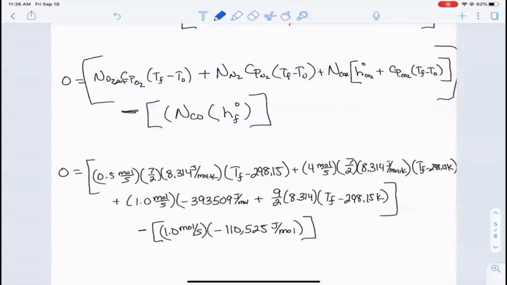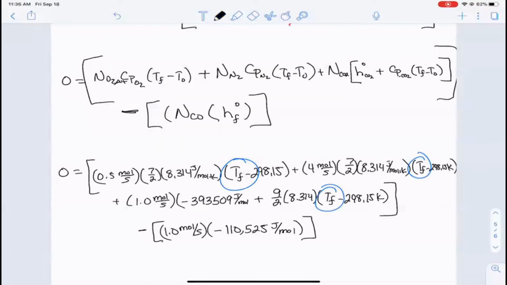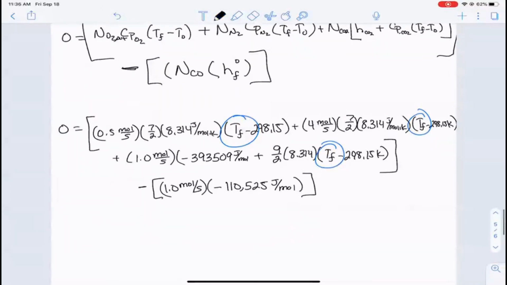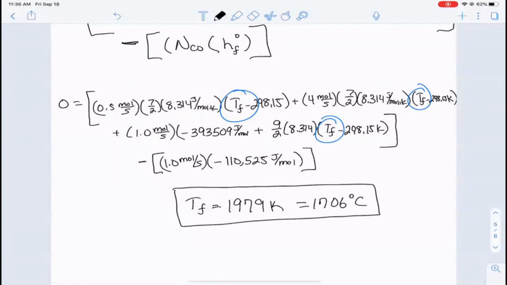Okay, and our unknown is here, here, and here, right? So you could rearrange this, or you could just use goal-seek in Excel, which is what I did, and you'll find that the final temperature is equal to 1979 Kelvin, which, if you want that in Celsius, is 1706 degrees C. Okay, so that's pretty hot.